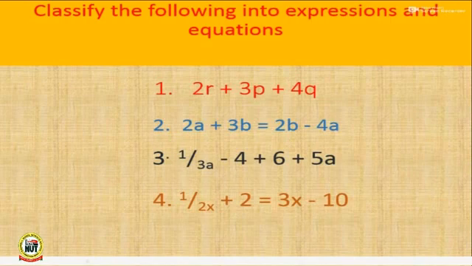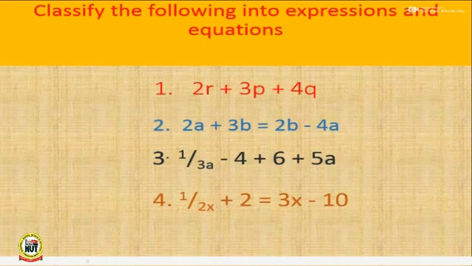The first one, we have 2r plus 3p plus 4q. The second one, we have 2a plus 3b is equals to 2b minus 4a. And the third one, we have 1 over 3a minus 4 plus 6 plus 5a. And the fourth one, we have 1 over 2x plus 2 is equals to 3x minus 10.